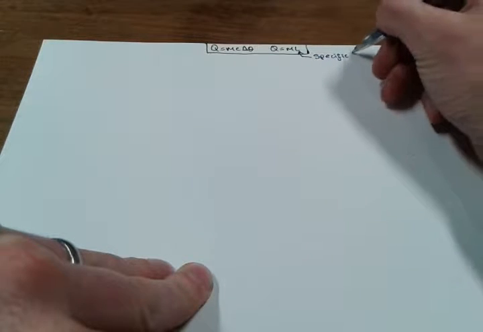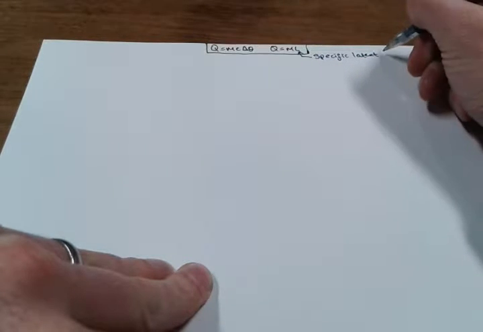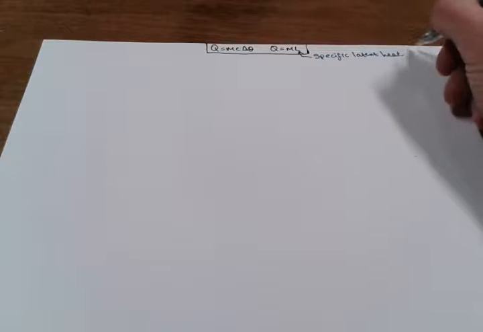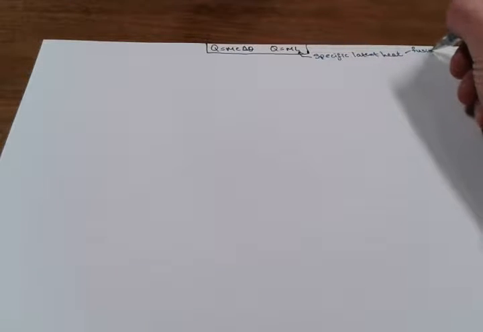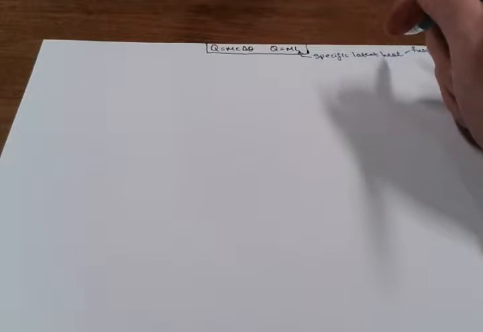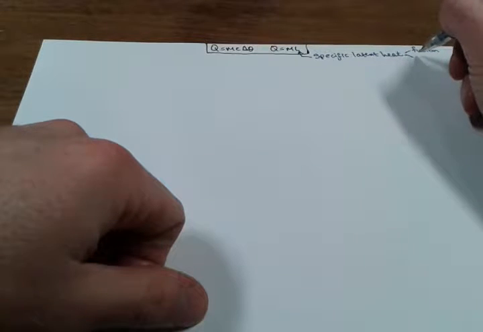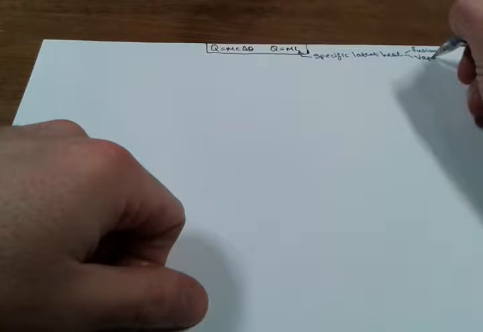And what it is, well, first of all, there's two types of it. So there's specific latent heat of fusion. This is when you're going from solid to liquid, so basically melting, or going from liquid to solid, so if you're freezing. L here is the specific latent heat of fusion. And when you're going from liquid to gas, or gas to liquid, you've got the specific latent heat of vaporization.